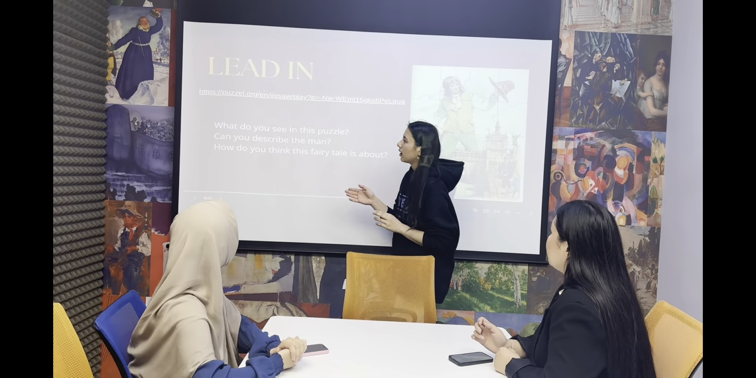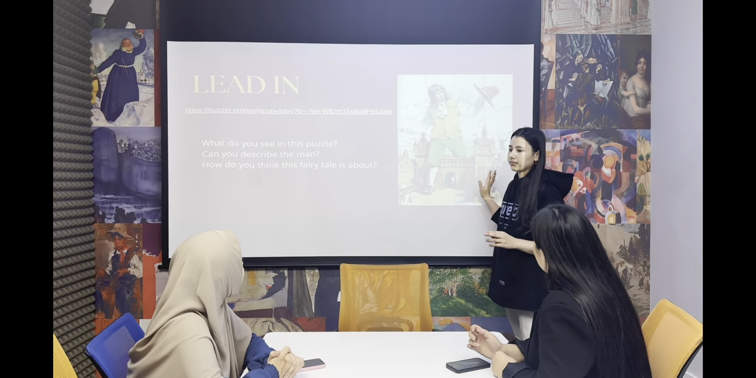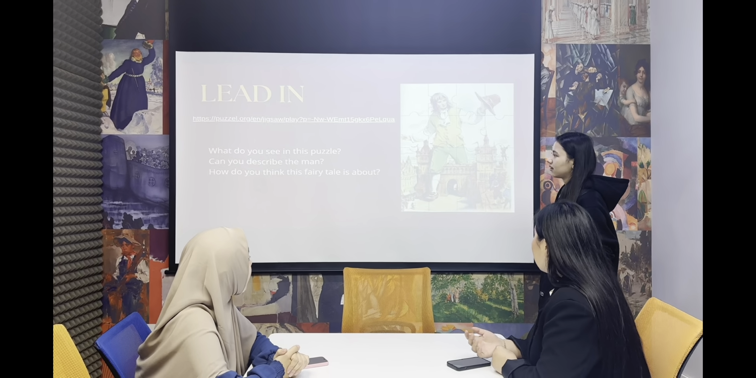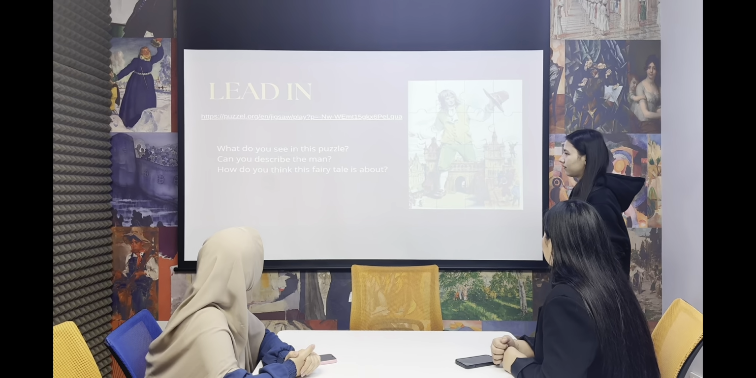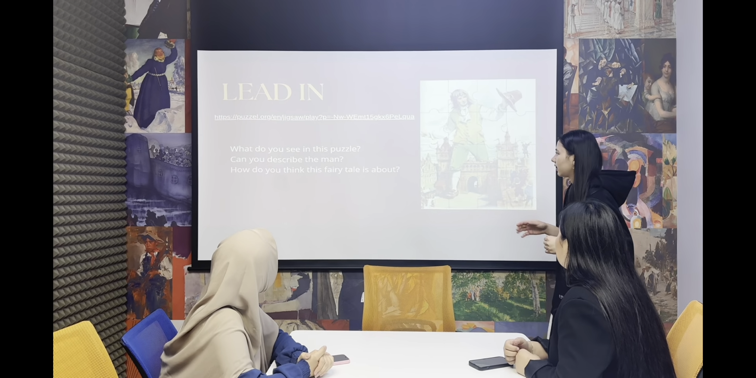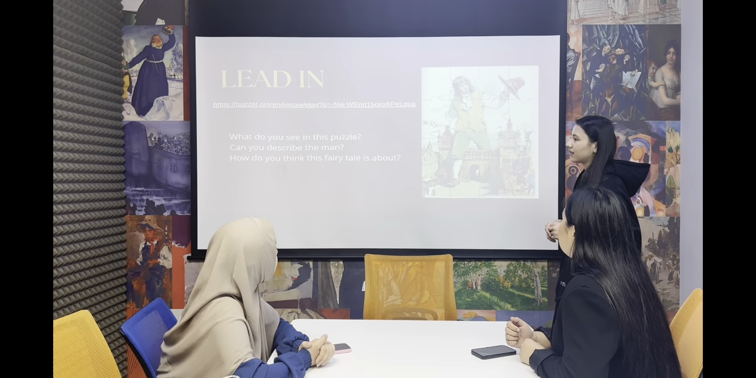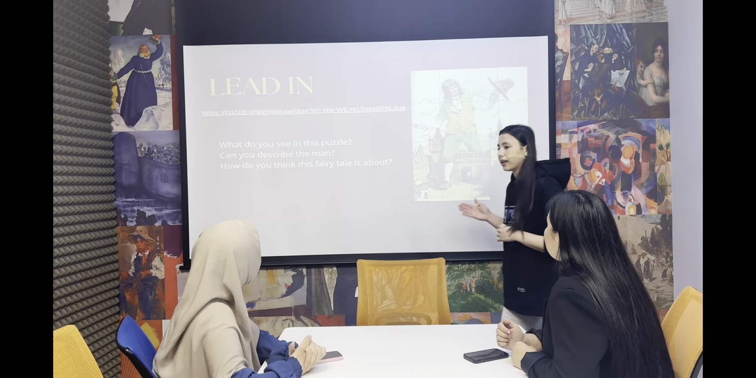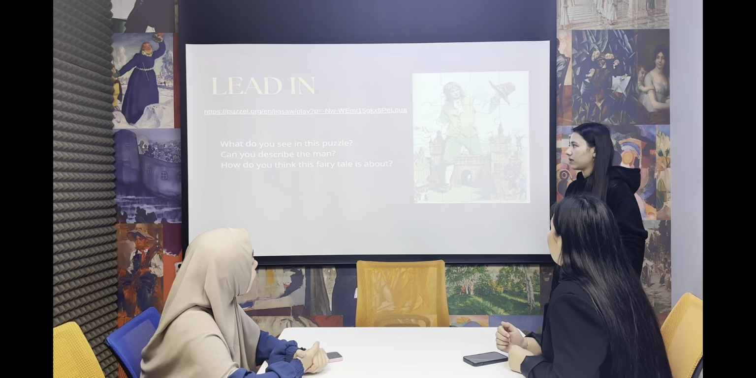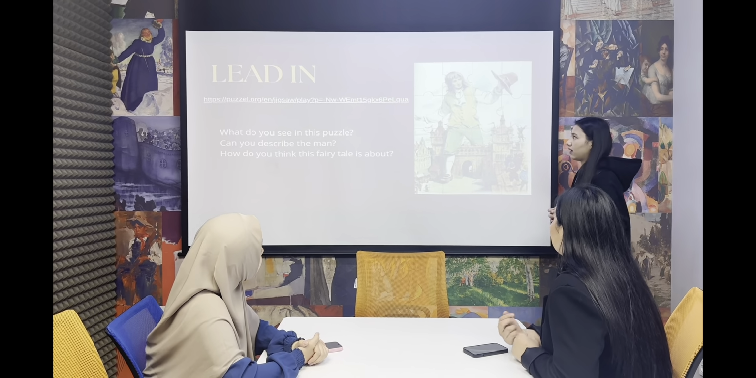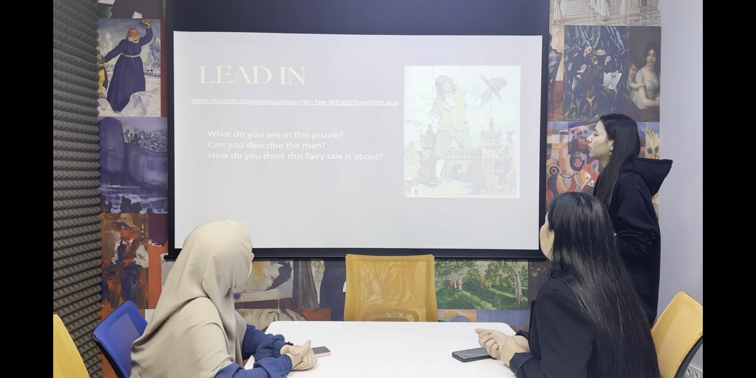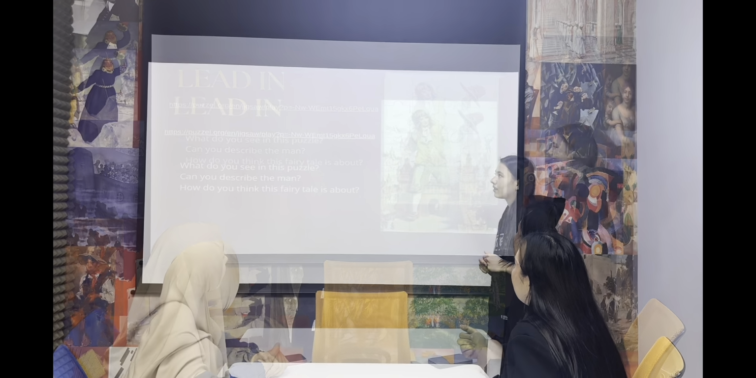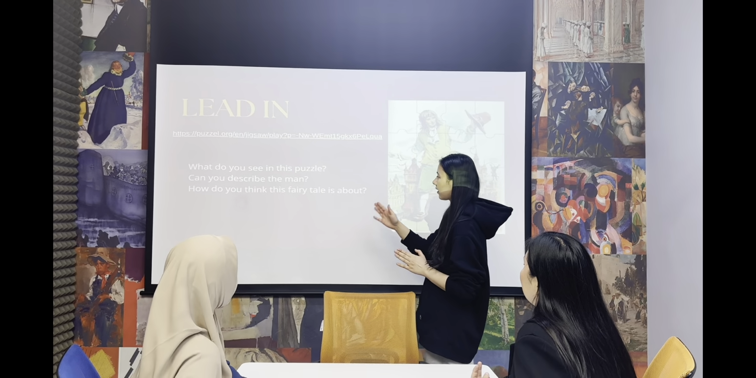Okay, the first question: what do you see in this puzzle? Gulliver. The man is very unique. Yes. Nice. And the little city. And the Lilliputians. Yes, and he stepped towards the castle. Okay, next question. Can you describe the man? He's big. He has long hair, he has a yellow shirt and a hat, and he's like middle-aged.